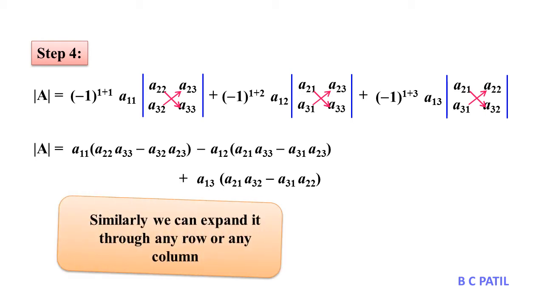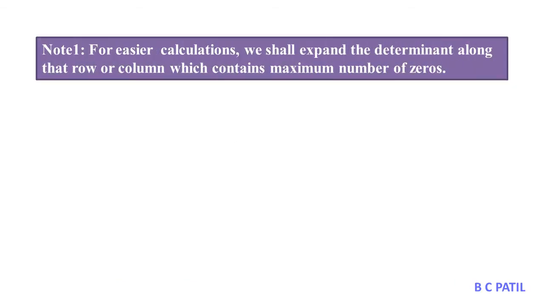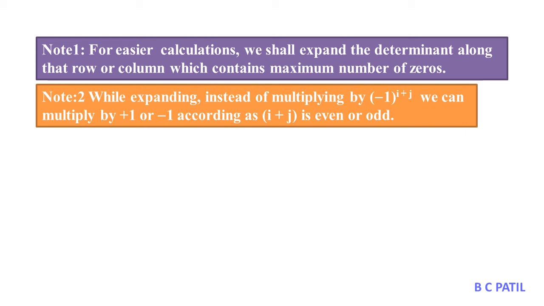Similarly, we can expand it through any row or any column. Every time we will get the same answer. For easier calculation, we shall expand the determinant along that row or column which contains the maximum number of 0s. Keep that in mind. Note 2: while expanding, instead of multiplying by minus 1 raised to i plus j, we can multiply by plus 1 or minus 1 according as i plus j is even or odd.